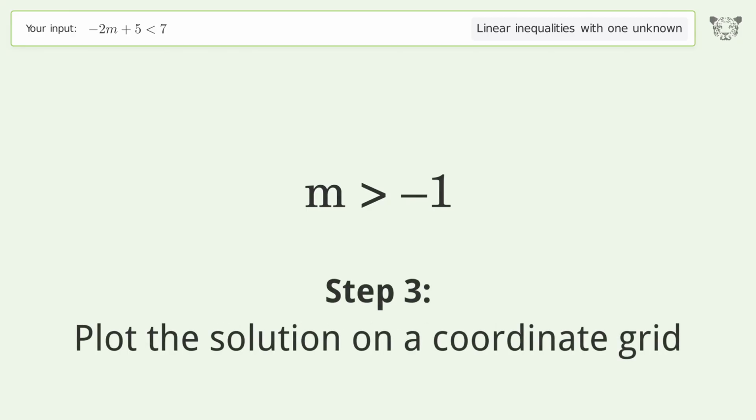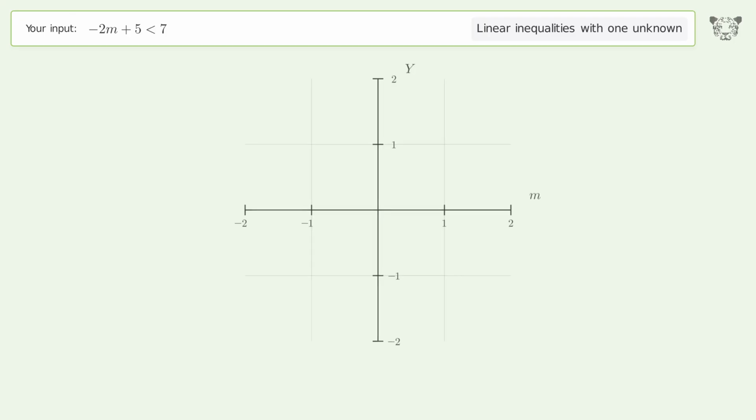Plot the solution on a coordinate grid. And so the final result is m greater than -1.